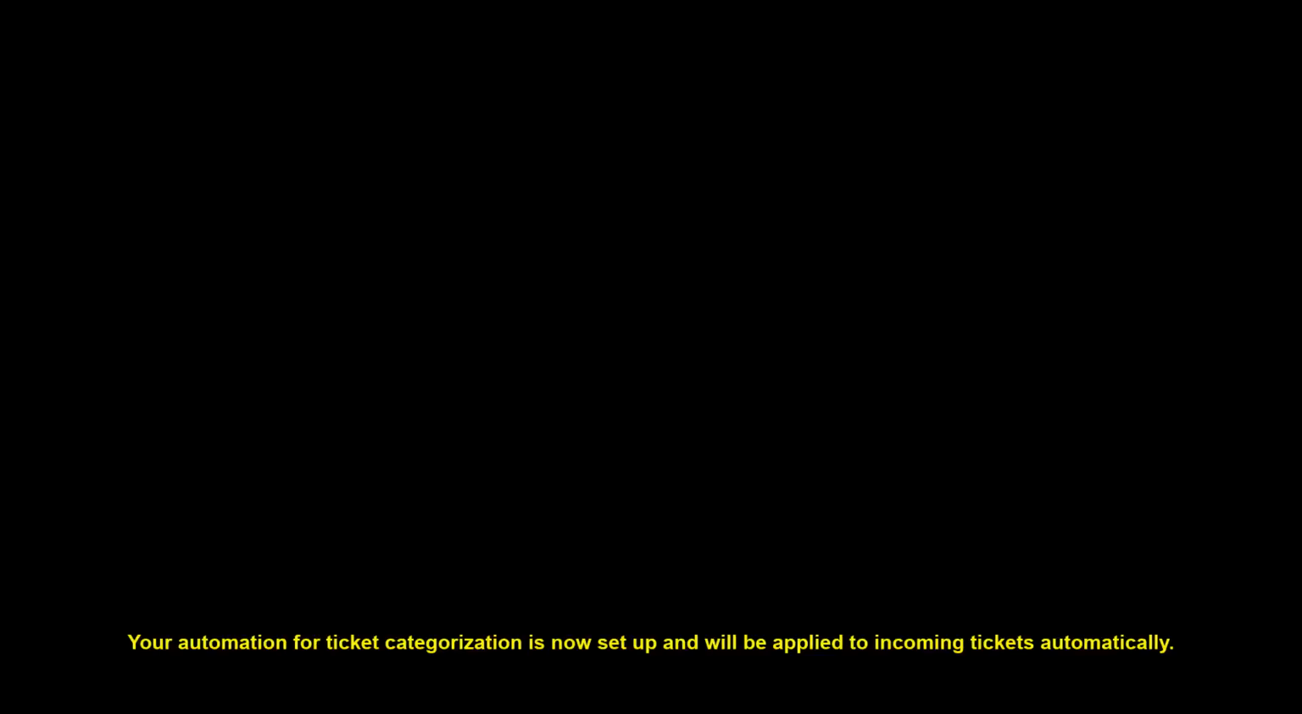Your automation for ticket categorization is now set up and will be applied to incoming tickets automatically. To test your automation, create a new support ticket that meets the specified conditions. Check if the category you selected is applied correctly to the ticket. If the automation works as expected, you have successfully configured Freshdesk automations for ticket categorization. Feel free to revisit the Automations section to create additional rules as needed.